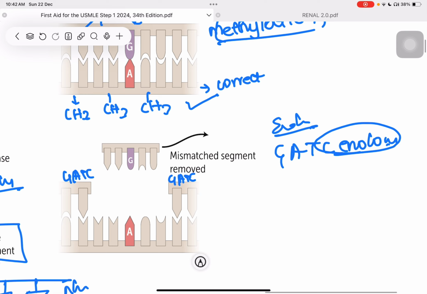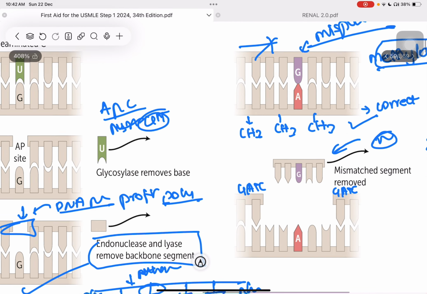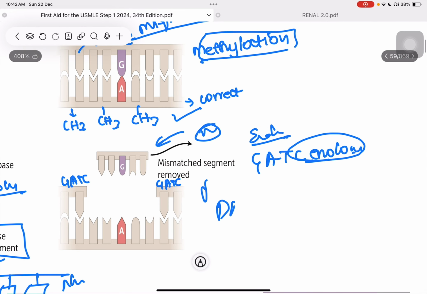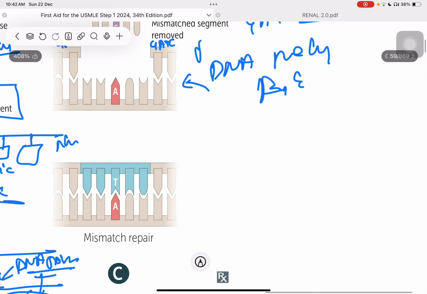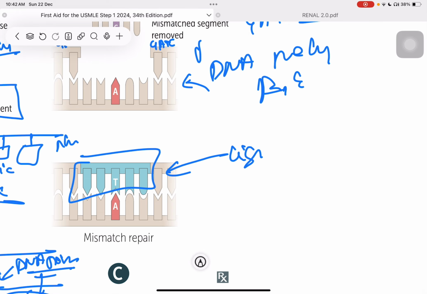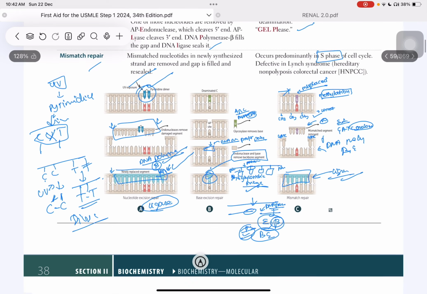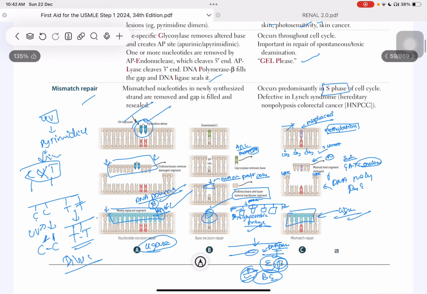See, these endonucleases make a nick over here. Once they make a nick, as we see in base excision repair, you have DNA polymerases, beta, epsilon, which act over here and create a new nucleotide sequence, and the ligase which repairs it. So that is how your mismatch repair also happens.